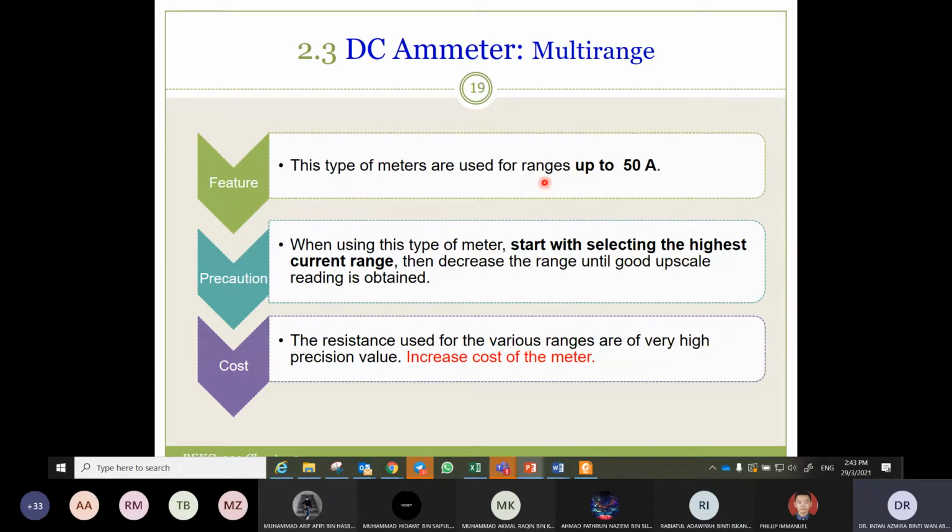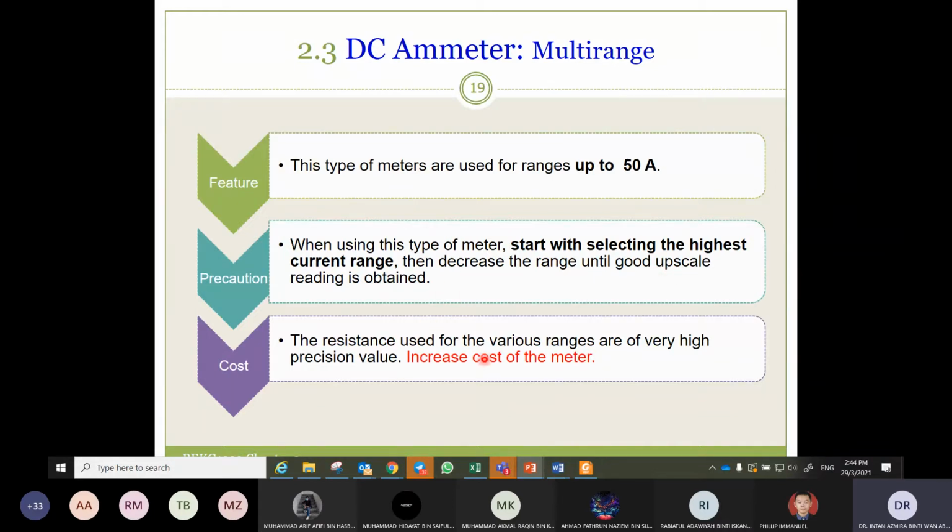This type of meter is used for ranges up to 50 amp. This is the precaution step when using this type of meter: start by selecting the highest current range, then decrease the range until a good upscale reading is obtained. So you should start with the highest current range. If you cannot read the measurement, you decrease the scale. If you still cannot read the measurement, then decrease again, until a good measurement is obtained.